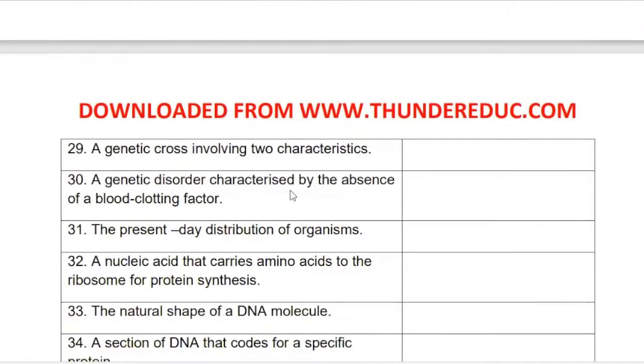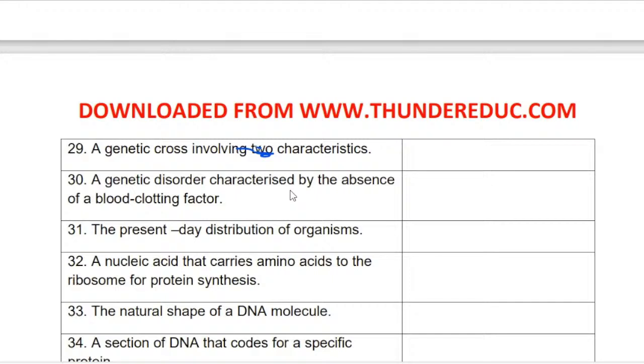A genetic cross involving two characteristics. We call it dihybrid cross, because two means di. Yes. A genetic disorder characterized by absence of blood clotting factor, hemophilia.